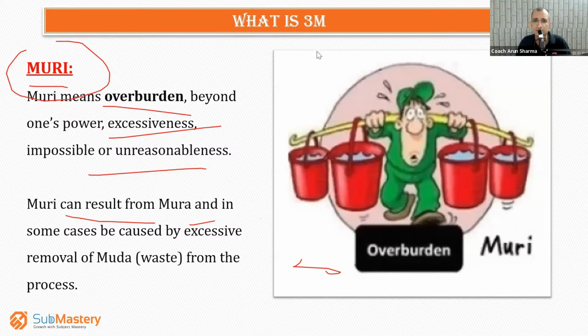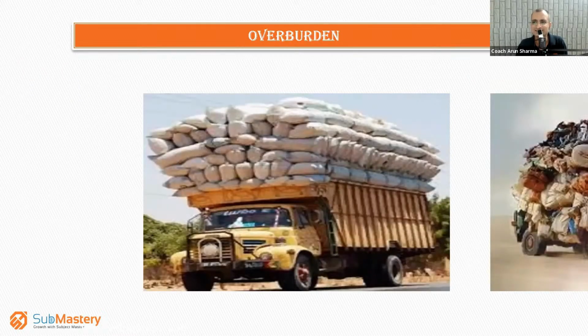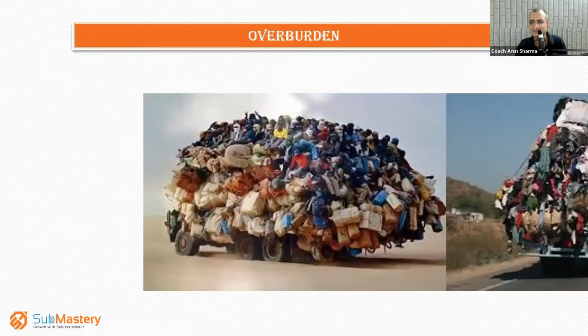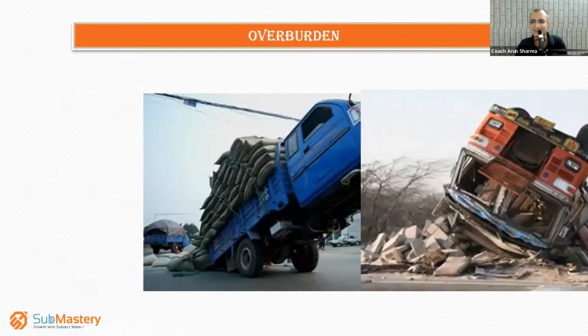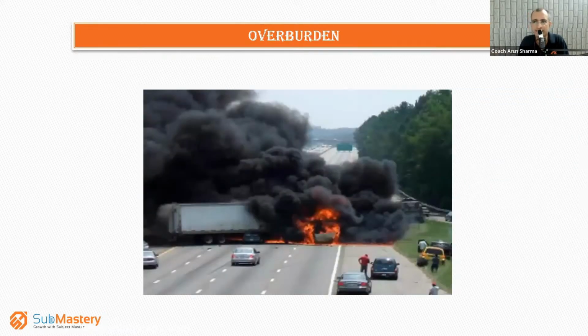Okay, let's look at one example where you will see what happens if you overburden, if you put too much strain. You must have seen this kind of fixture, right? So what would happen? And this is the result: accident, death, casualties, right? Just to save a few bucks. These are the results, the death penalty, the penalties. This is what we don't want, right? That is the concept of Muri.